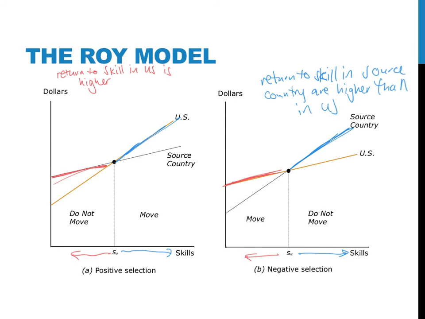So thinking about what we just saw with the immigrants from Western Europe and Asia and Central and South America, we saw lower skilled immigrants from Asia and Central and South America. So that's negative selection. So perhaps the return to skill in Asia and Central and South America is higher than in the US, whereas the return to skill in the US might be higher than in those countries in Western Europe.